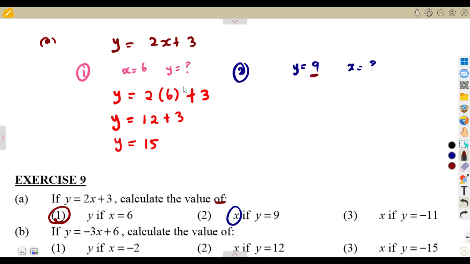What you're given is the y value. So in place of y, you're going to substitute a 9. That means we can calculate the value of x from 2x plus 3 on the other side of the equation. So how are we going to calculate? Now it's an equation. You need to solve to find x. You have to solve for x.